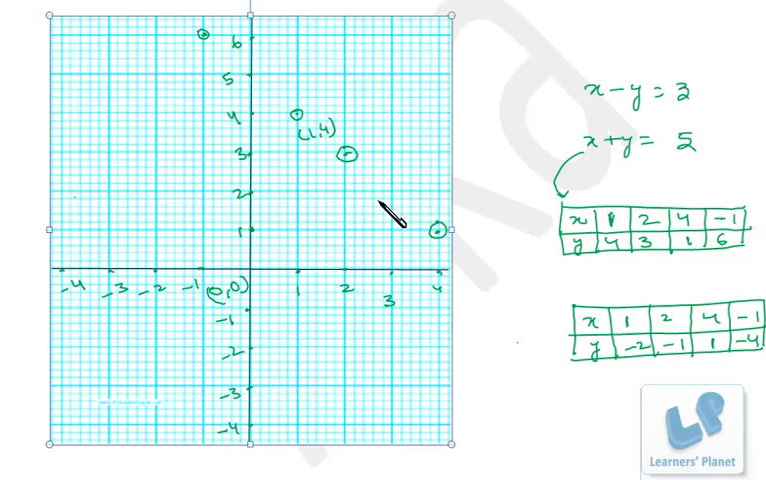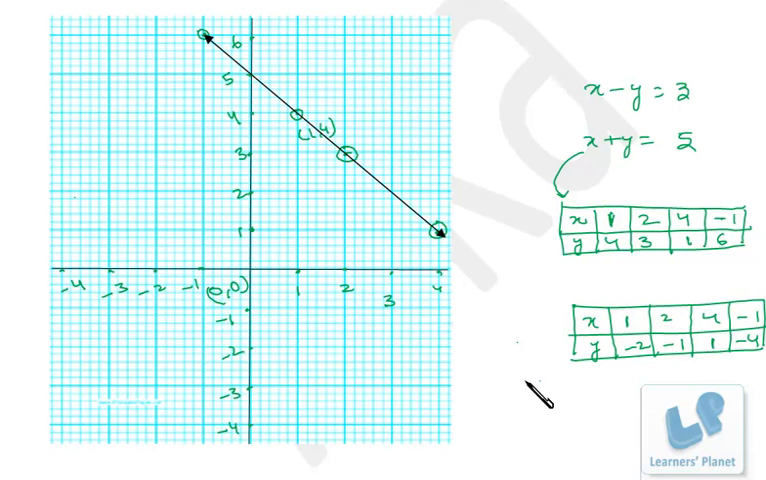Now if you join all these points, that is 1, 2, 3, 4, you'll be getting a line, right? I just draw it. Now you can see I have matched all the points and all the points are coming on this line. So this is the line whose equation is x plus y is equal to 5, right?